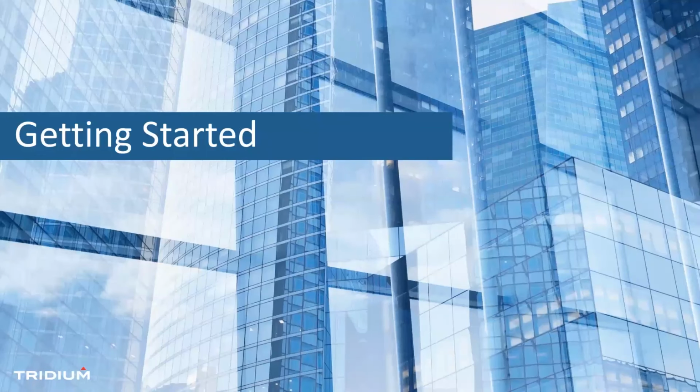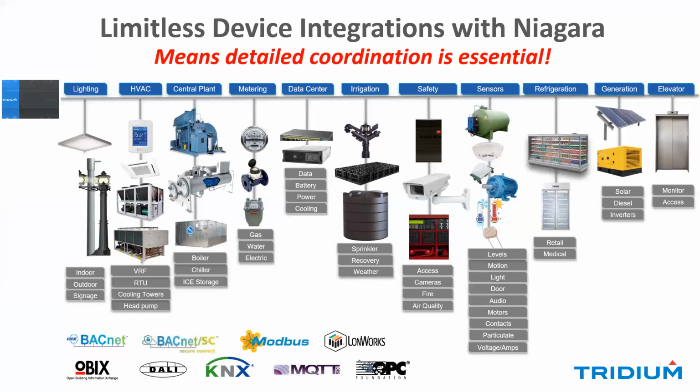So let's get started. Talk about some details here. So now the nice thing about Niagara is we frankly have limitless device integrations. Okay, we can go across the building, and frankly, we're seeing projects that are doing just this, whether it's lighting, central plant, metering, irrigation, refrigeration. But what that means is the more systems that we bring in to a facility and the more that we integrate, it means we need much more detailed coordination. It is essential that we do that.